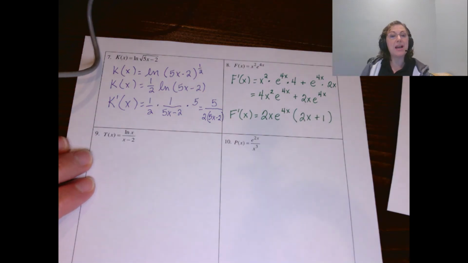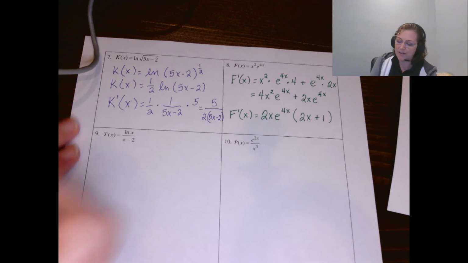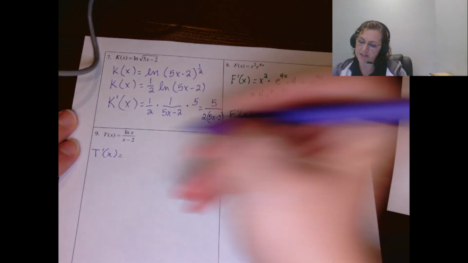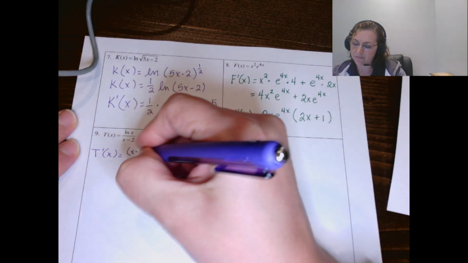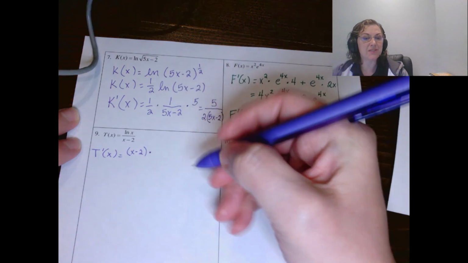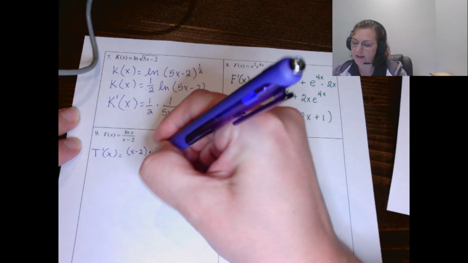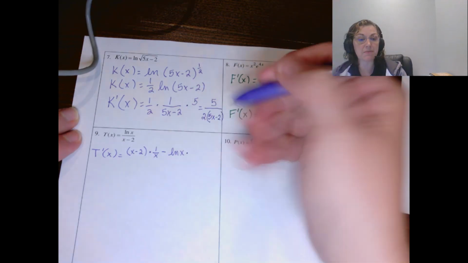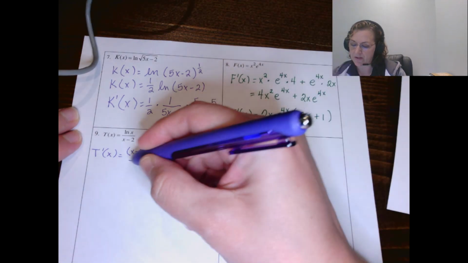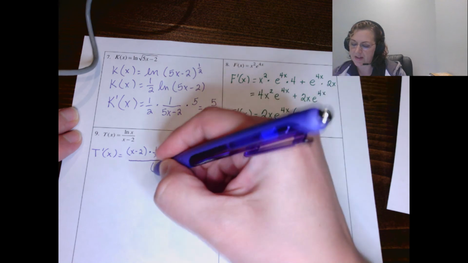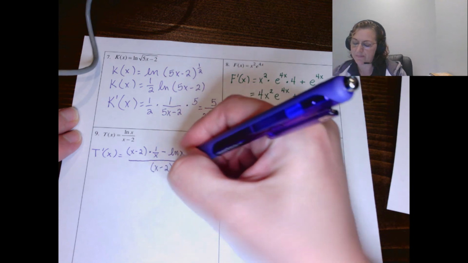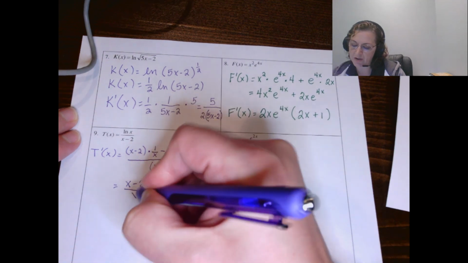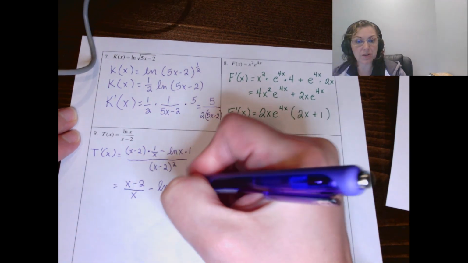All right, number 9 then, we've got quotient rule going on here. So remember our quotient rule is the bottom, which is x minus 2, times the derivative of the top. The derivative of ln of x is 1 over x, minus the top, which is ln of x, times the derivative of the bottom, which in this case would be 1, all over x minus 2 squared. Now this one gets a little tricky because we've got this complex fraction, meaning we've got a fraction within a fraction.